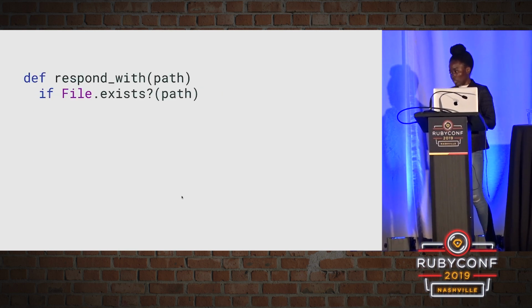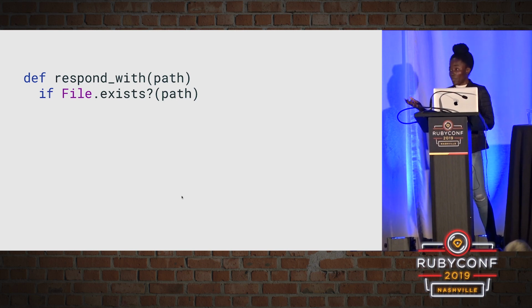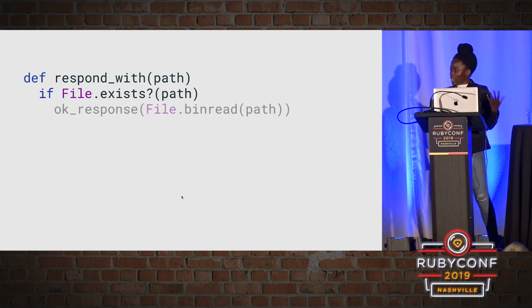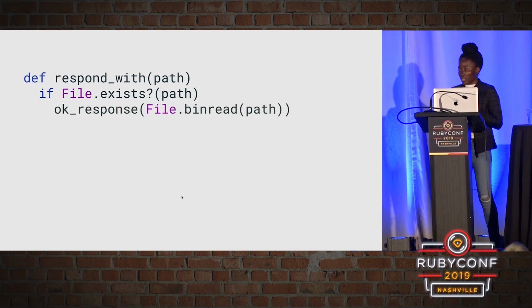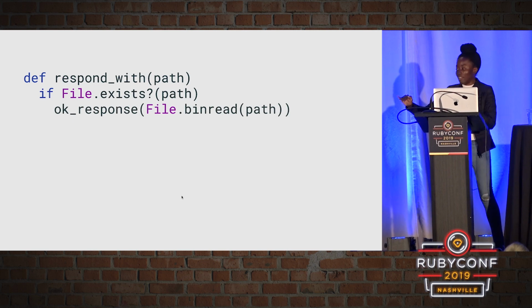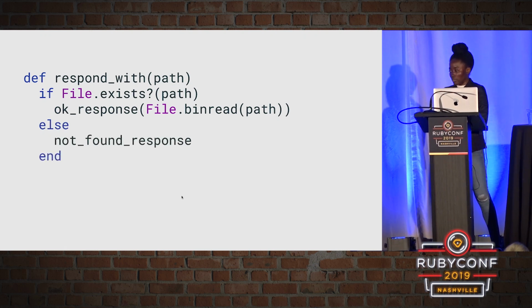In a second, I'm going to show you what the respond with method does. The respond with method is also pretty straightforward. In there, it's checking: does the file at that path exist? And if it finds that path in your root directory, we call another method which returns an OK response and reads that file to you. I will show you what the OK response looks like shortly. And if it doesn't, it returns a not found response.